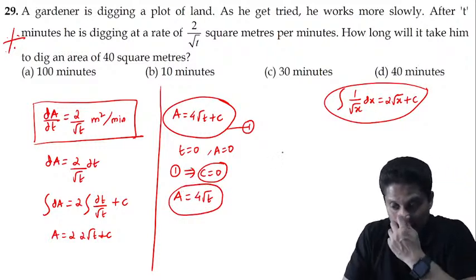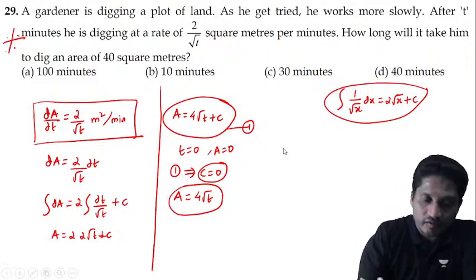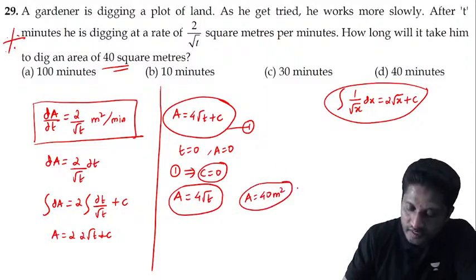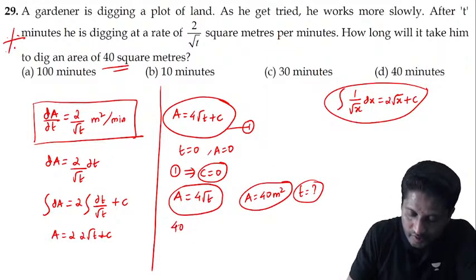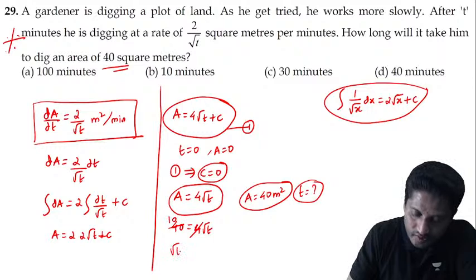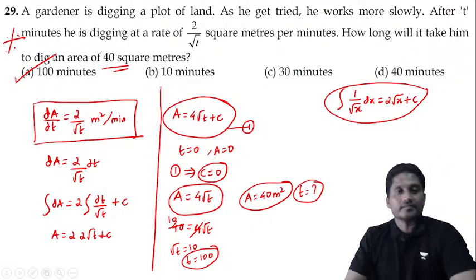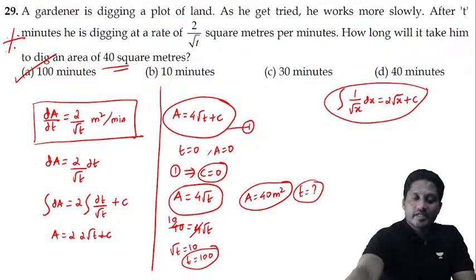Okay, now the question is, how long will it take him to dig an area of 40 square meter? So A is equal to 40 square meter. What should be the time? Right, now if I substitute, 40 is equal to 4 into root t. 4 will cancel with this 10 times. Root t is equal to 10. If you square, you get t is equal to 100. Okay, time will be equal to 100 minutes. Answer is option A. Right, let's move to the next question.